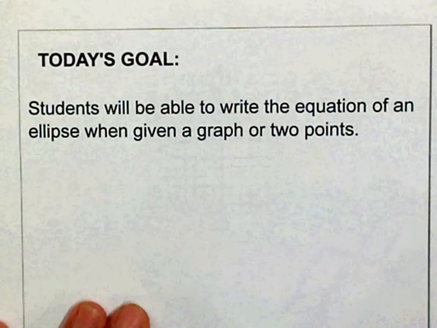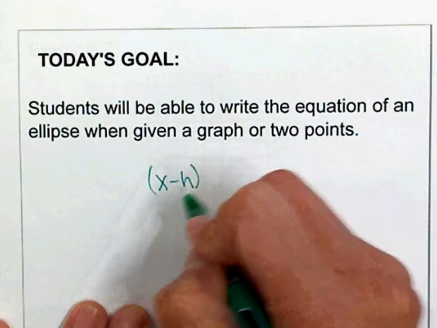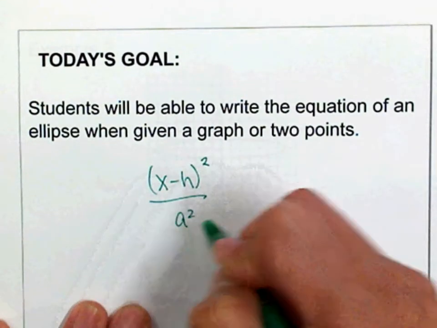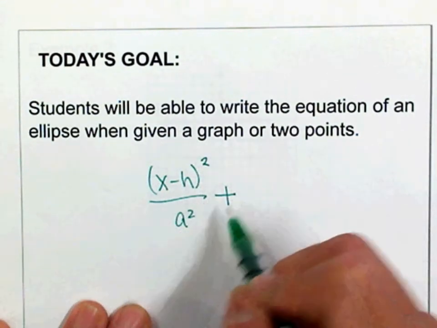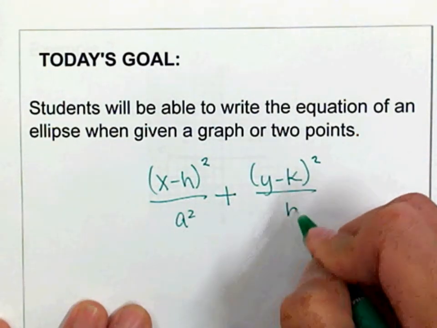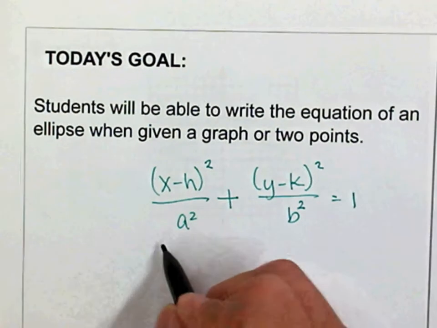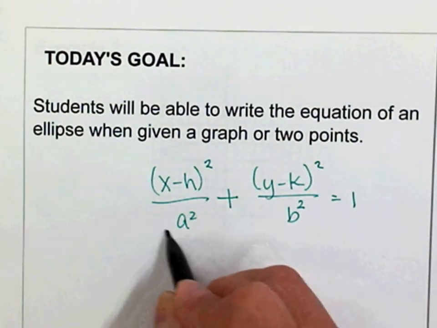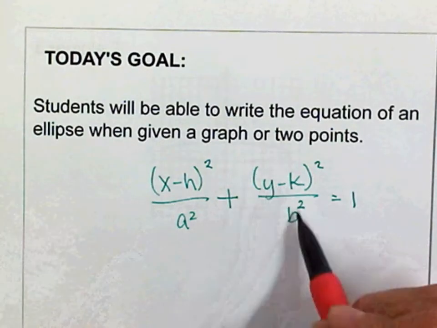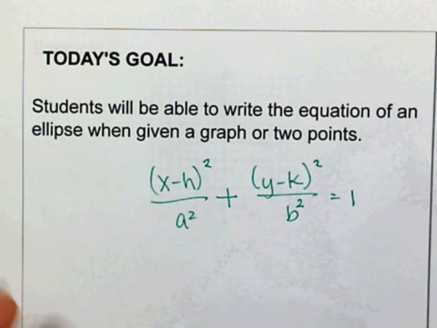So before you start, please write this formula down. X minus h squared over a squared plus, important that it's a plus, y minus k squared over b squared equals 1. And from that, what I need you guys to know is that x, h, and a goes together, y, k, and b goes together. If you can get that part, this one will be a piece of cake.